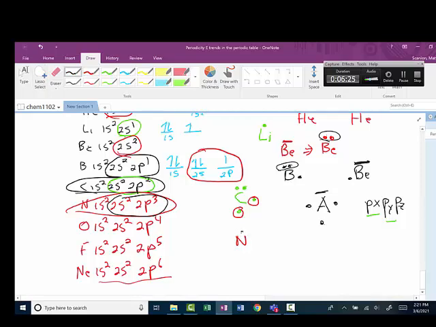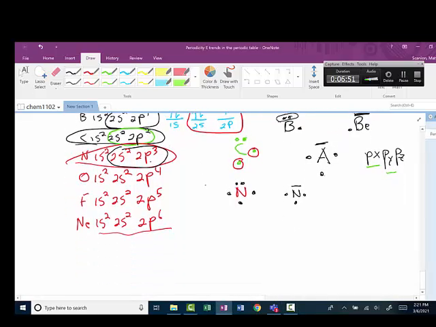1s2, I can draw it like this. 2p with 3. 1, 2, 3. I'm filling singly. Now I'll start to fill doubly next. Or possibly this one. So do the rest of them. Do oxygen, fluorine, and neon. Pause the video, then do them.